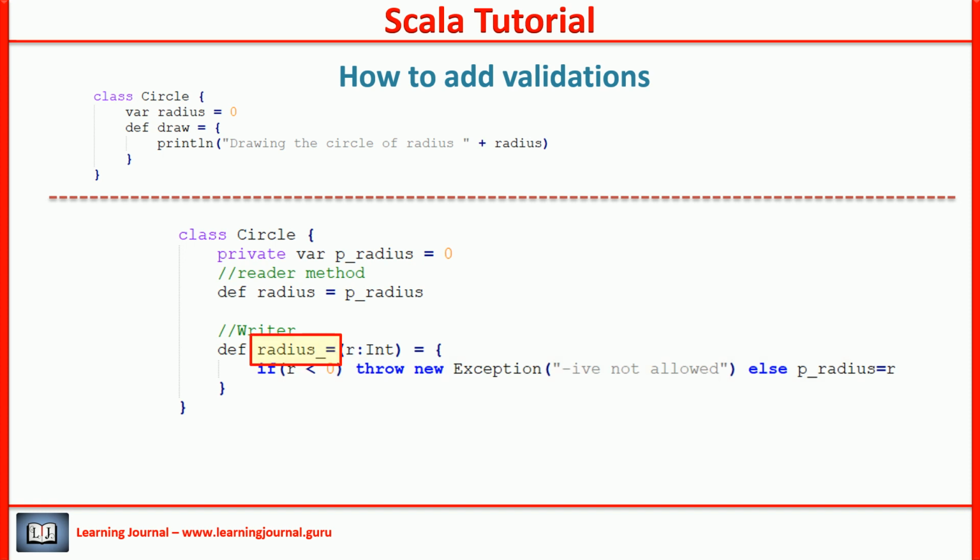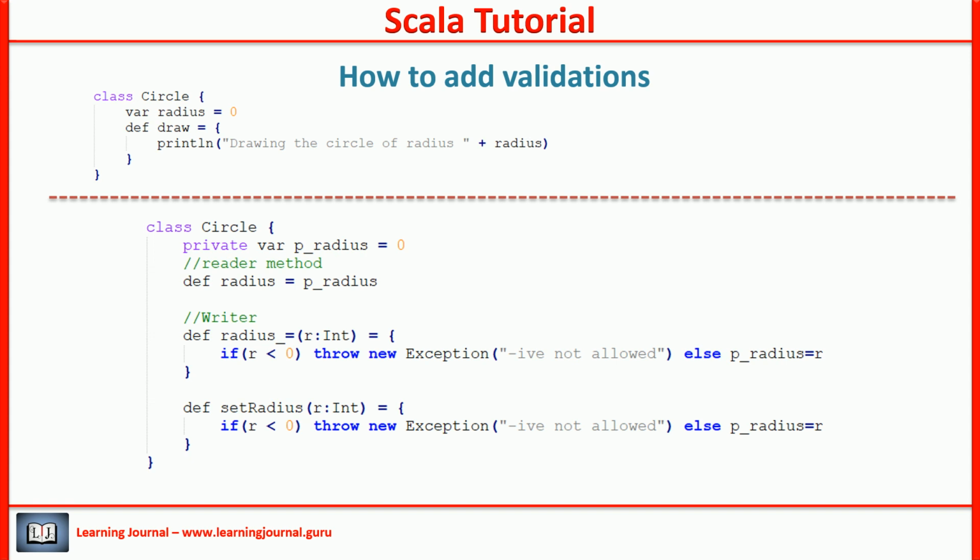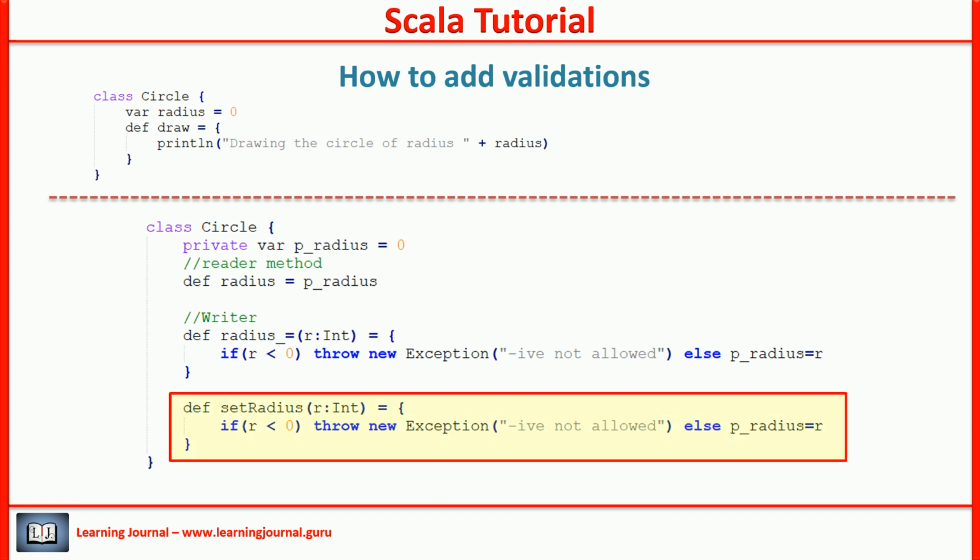The name of the writer method follows a particular syntax. A string, then an underscore, and finally an equal to symbol. If you are creating a writer method, you must follow this naming convention. To demonstrate the benefit of following this naming convention, I have added another method, setRadius. The writer method radius and the normal method setRadius are functionally the same. They do the same thing. The only difference is in their naming convention.